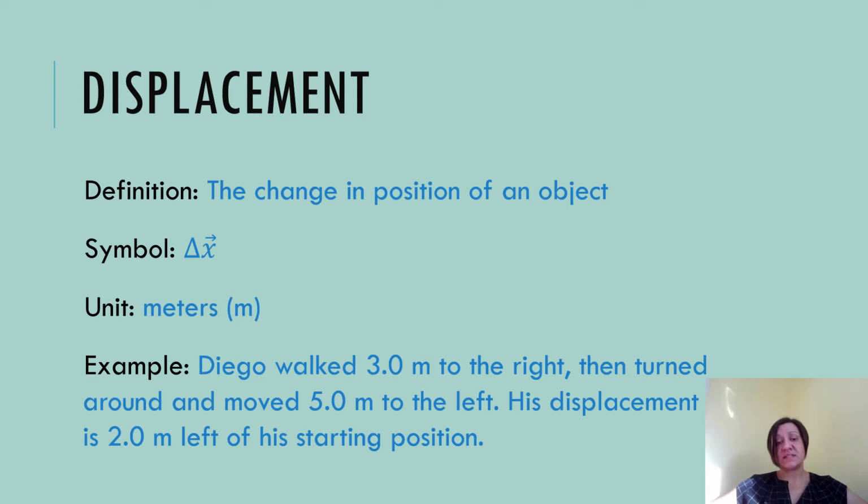And an example is that Diego walked 3 meters to the right, then turned around and walked 5 meters to the left. His displacement would be 2 meters left of his starting position. Displacement is different from distance. If we had been talking about distance, we would say that Diego had traveled 8 meters, because that's how far he walked. But displacement is that difference between where he started and where he finished.